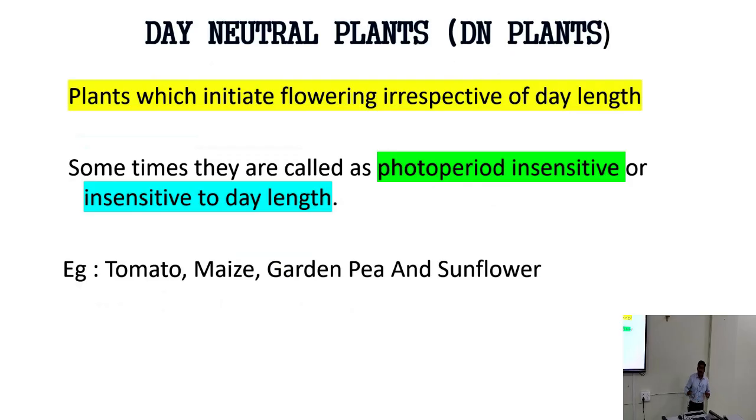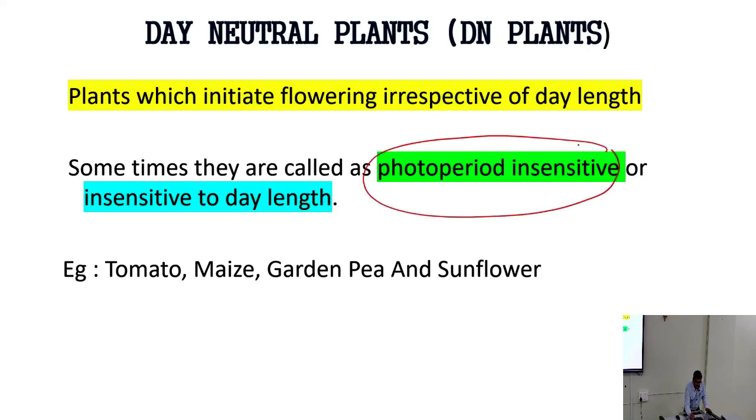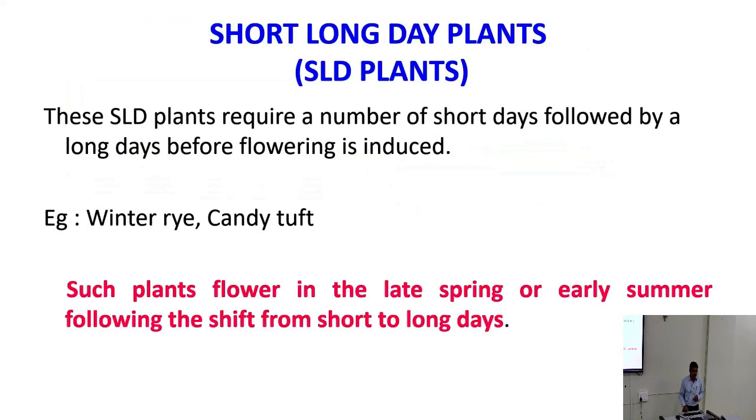Then there is another type, we call them day neutral plants. What is a day neutral plant? Is it responding to light? No, we call it photoperiod insensitive. These plants are going to initiate flowering irrespective of day length. The best examples are tomato, maize, garden pea and sunflower, which are some of the examples for day neutral plants.